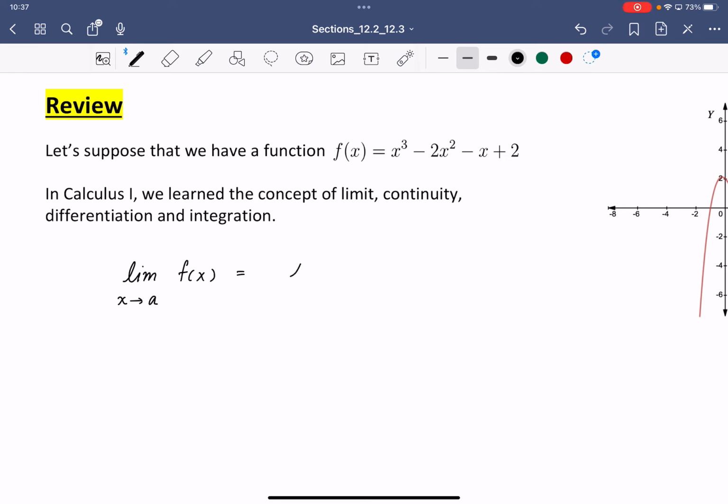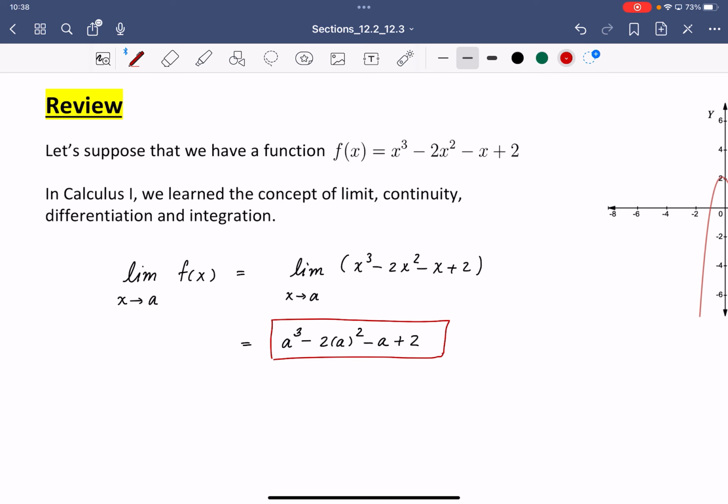In order to compute that, you do the limit as x goes to a of x cubed minus 2x squared minus x plus 2. For example, I can plug in a, so a cubed minus 2a squared minus a plus 2. So this is going to be your answer for the limit, right? This is the limit as x goes to a of f(x).